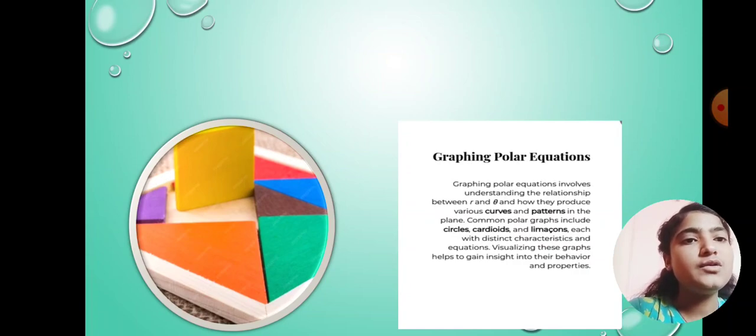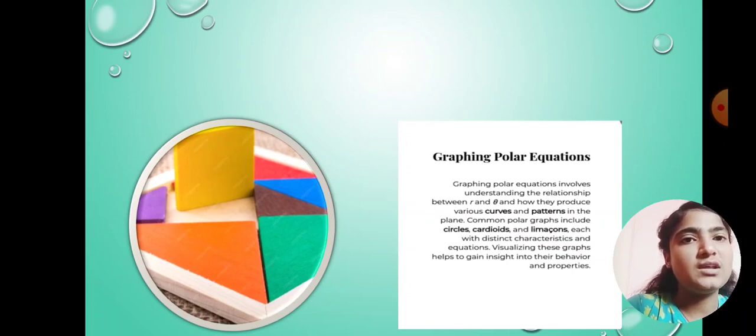Common polar graphs include circles, cardioids, and limacons, which have distinct characteristics and equations. Visualizing these graphs helps to gain insight into their behavior and properties. They are also useful in polar graphs such as circles, cardioids, limacons, which have unique characteristics and equations. These are helpful in visualizing the graph, which helps to gain insight into their behavior and properties of the graphing of polar equations.